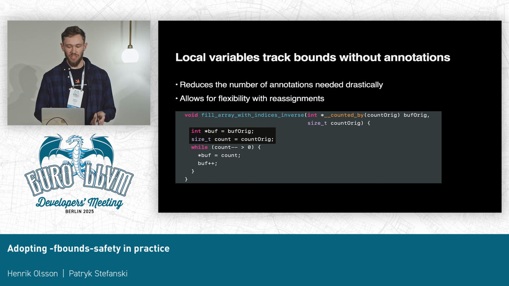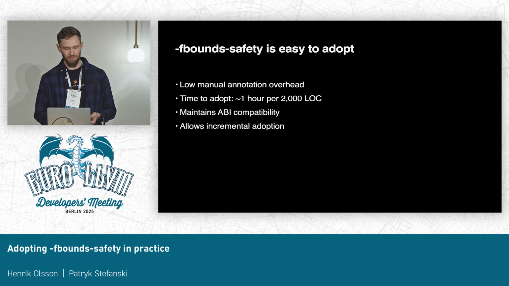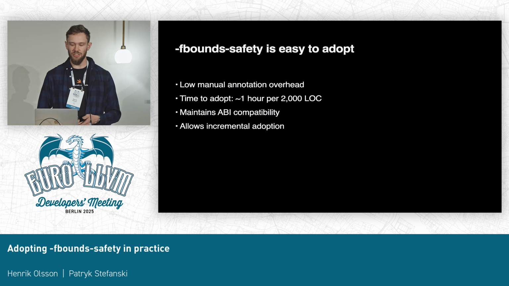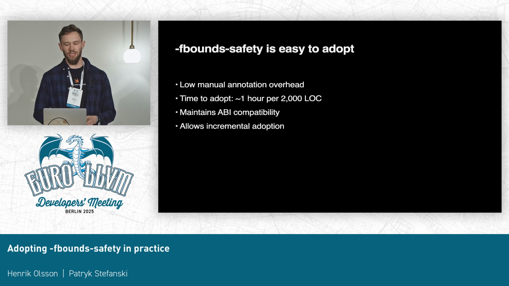So fbounds-safety does impose strict rules on how pointers can be used, but despite that, adoption is still quite easy. Most pointers don't need annotations at all, so the number of places you need to manually edit is pretty small. In our experience, it roughly takes 1 engineer hour per 2,000 lines of code to fully adopt fbounds-safety. For reference, for 1 million lines of code, that's 12.5 engineer weeks.